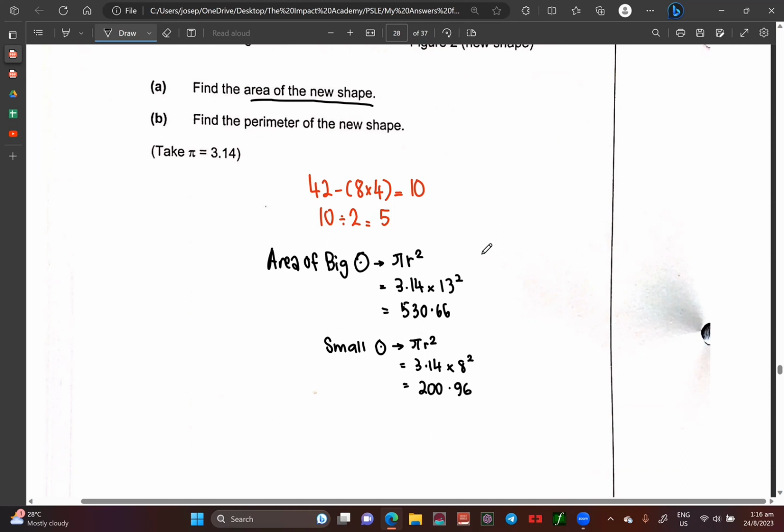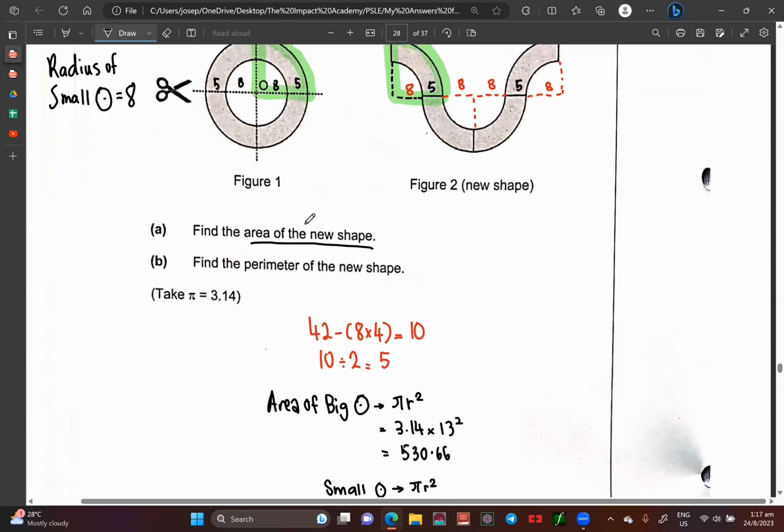Okay, so this is not done. This is not the area of the new shape. So the area of the new shape will then be the big circle, which is 530.66, minus away 200.96. And when you do that, you will get an answer of 329.7 centimeter square.